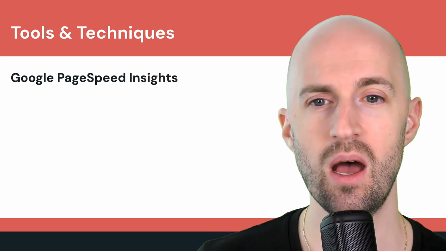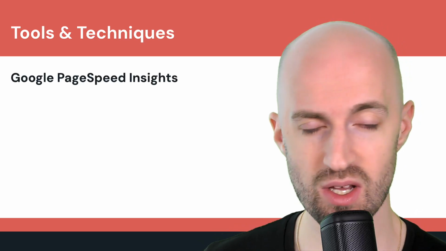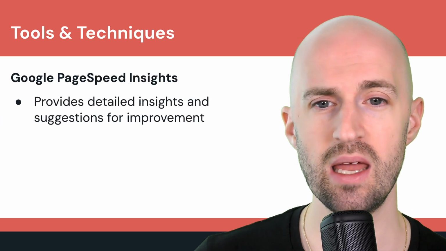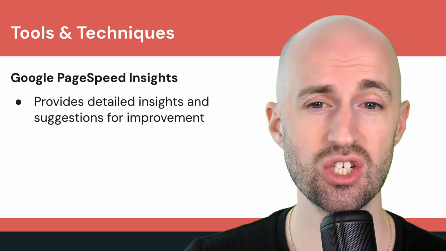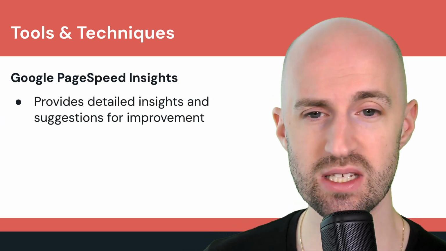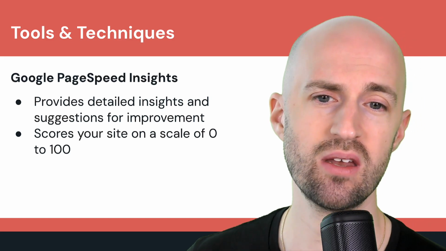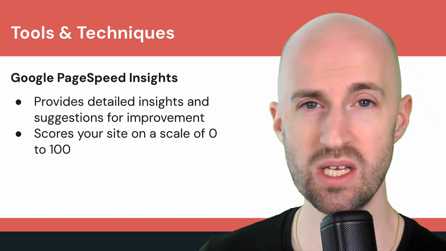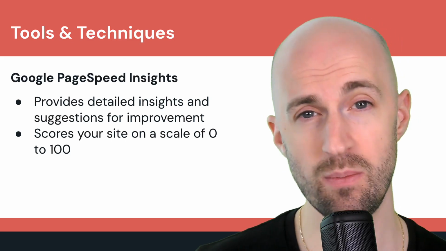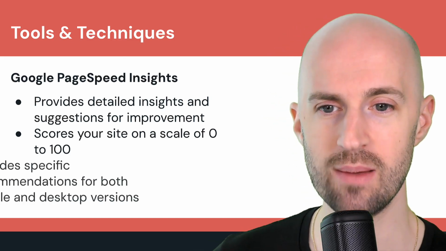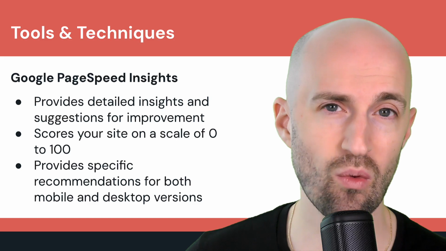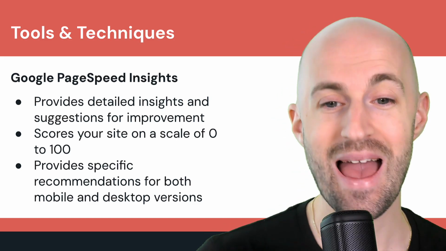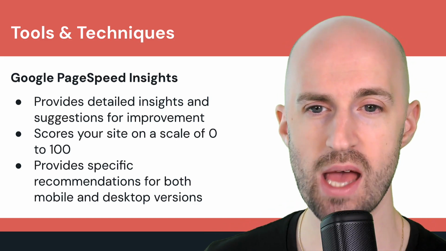So let's talk about some tools and techniques that you can use to improve your site speed. You can use Google PageSpeed Insights, a great free tool, and it provides detailed insights and suggestions for improving your site speed. It scores your site on a scale of 0 to 100, with 0 being really, really slow, terrible performance, and 100 being the best it can possibly be. And it provides specific recommendations for both mobile and desktop versions of your site.